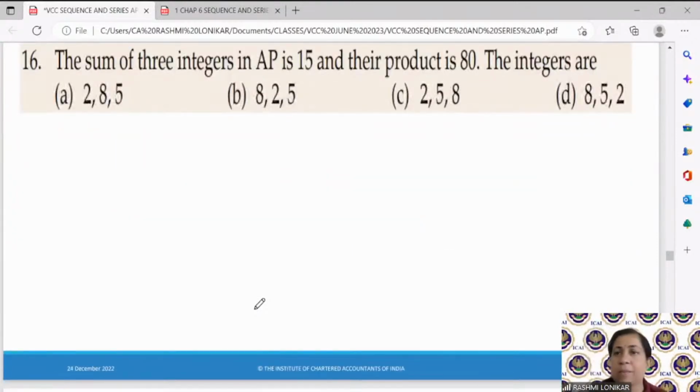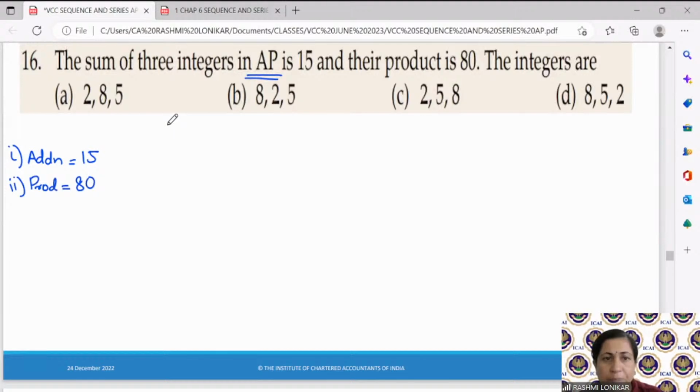This is also a very important sum. The sum of 3 integers in AP is 15, and the product is 80. The integers are... Okay. What is the first condition? Addition should be equal to 15. Second condition, product is 80.